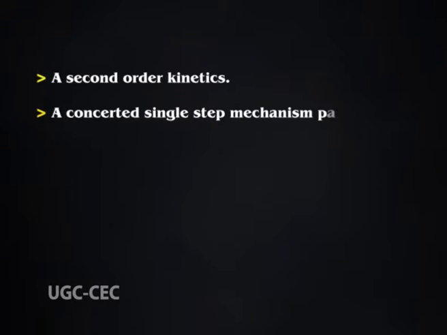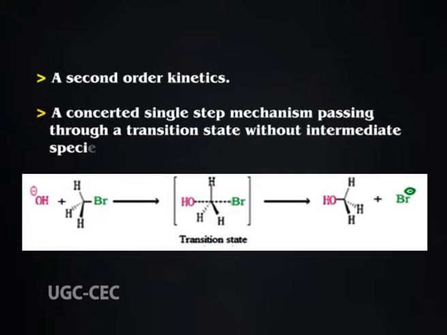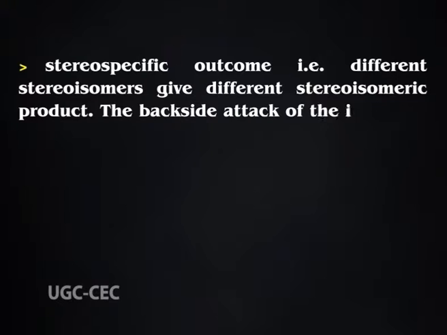Now, the SN2 reaction is characterized by number 1, a second order kinetics, number 2, a concerted single-step mechanism passing through a transition state without intermediate species formation, and a third, stereospecific outcome, that is, different stereoisomers of the reactant give different stereoisomers of the product.